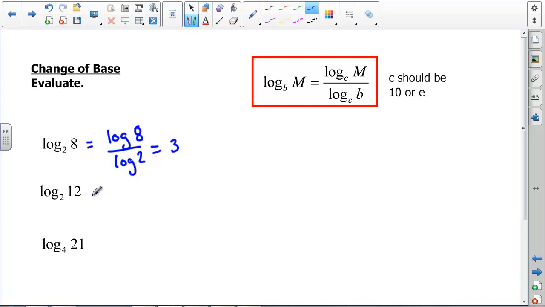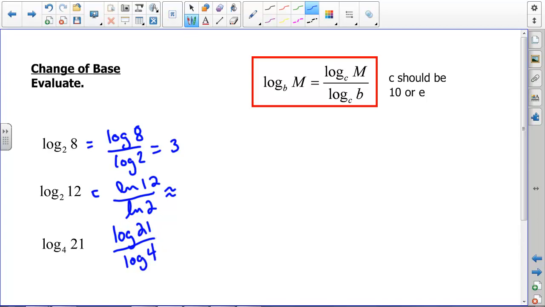But for something like this, we could write it as the natural log of 12 over the natural log of 2. And when I do that, that's going to give me a decimal equivalent. Notice here I use the common log, here I use the natural log. It does not matter which one you use. Use whichever one you feel more comfortable with, or whatever your calculator will do for you. And then the last one here is log base 4 of 21. Again, I could write it as the log of 21 over the log of 4.